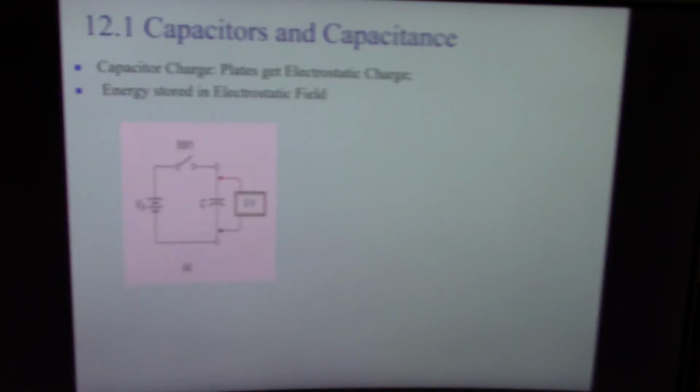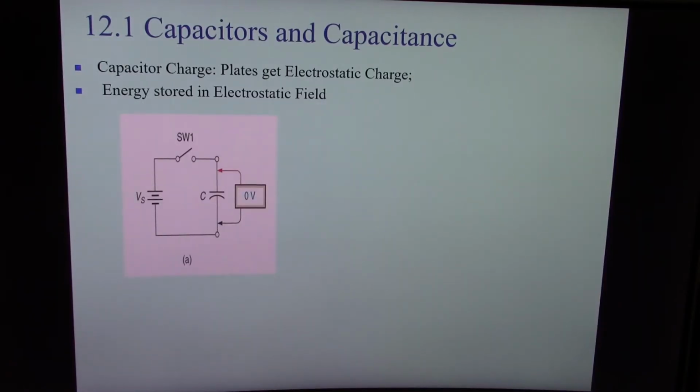We talked about this. So if you have a circuit like this, you have a source voltage. By the way, this is a DC source. And we have a switch and a capacitor like this. You notice that the capacitor's plus side is connected to the plus side, the minus side is connected to the minus side. So right now, across this capacitor, I have 0 volts.